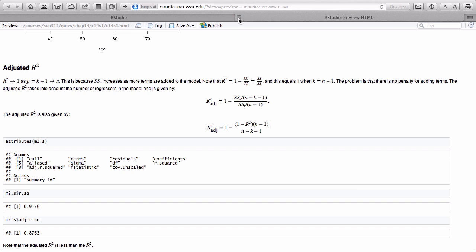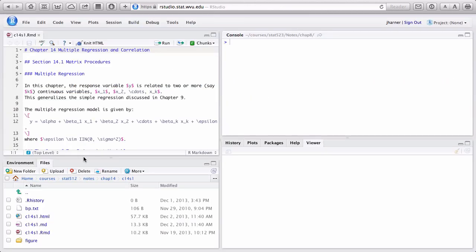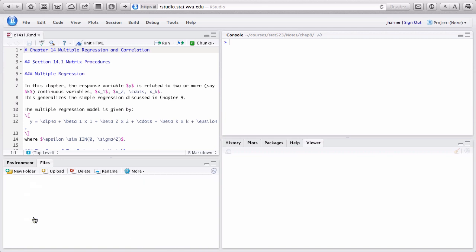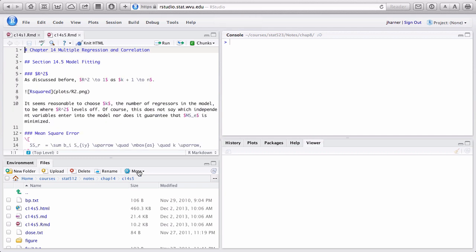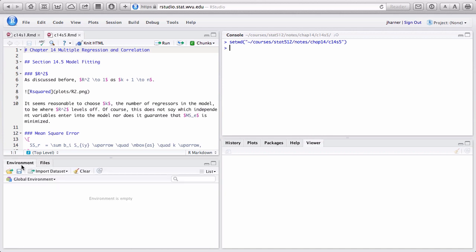So what I'd like to do today is primarily cover sections 5, 6, and 7. And it's in the notes under chapter 14, C14S5, but it's actually 5, 6, and 7. So let me bring this up. And I'll set the working directory to be this. Okay. I'm going to go ahead and run this.